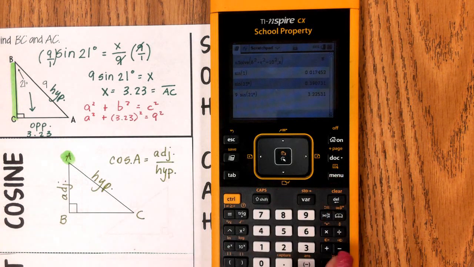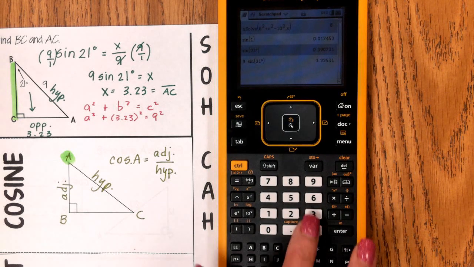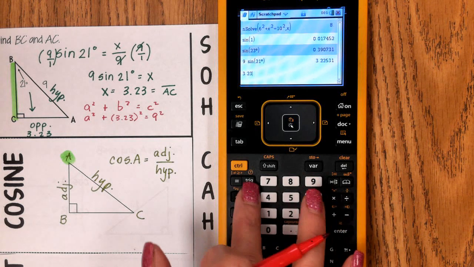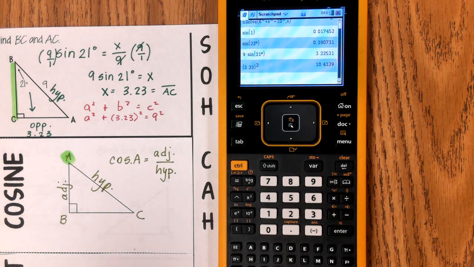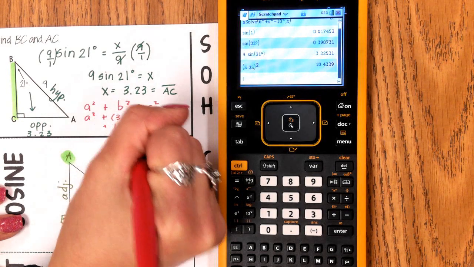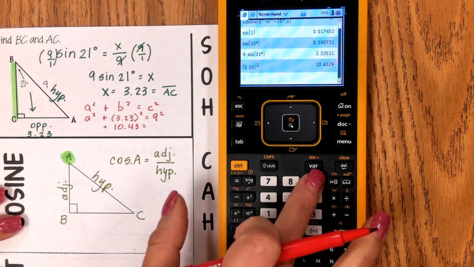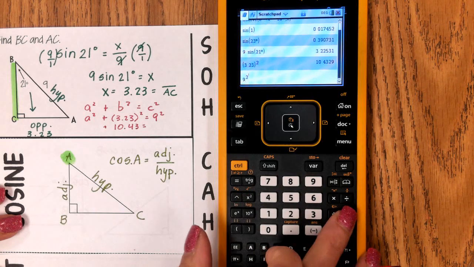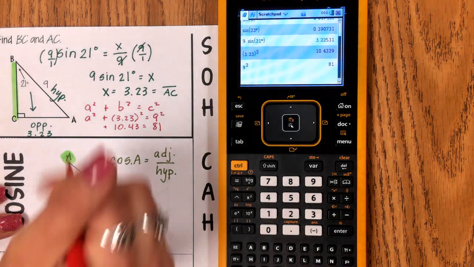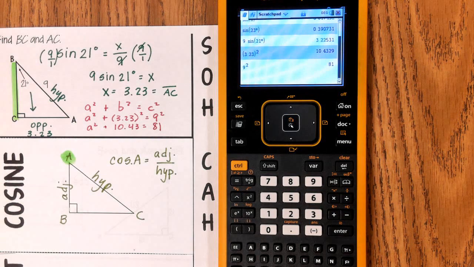So what I'm going to do now is I'm going to type in 3.23. I'm going to square it. And then I'm going to do 9 squared, which is 81. And I don't know what a squared is.